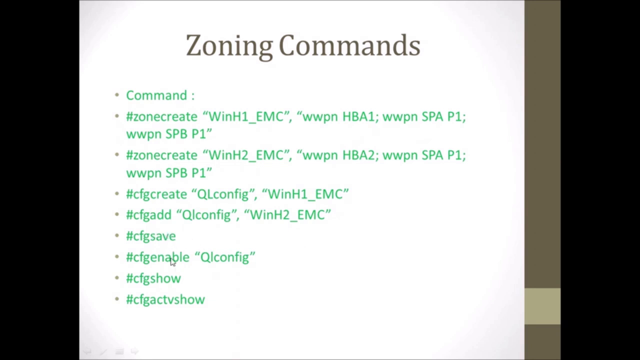Once it is saved, you have to fire the cfg enable command. So cfg enable ql config will enable the configuration file and our zones will be activated. Whether it is activated or not, we can check by firing the cfg show command. cfg show shows the defined configuration and also the activated configuration. If you just want to see the activated configuration, you can fire cfg actshow. These commands are useful whenever you want to perform zoning in a SAN switch environment. And remember, it works on Brocade SAN switches.